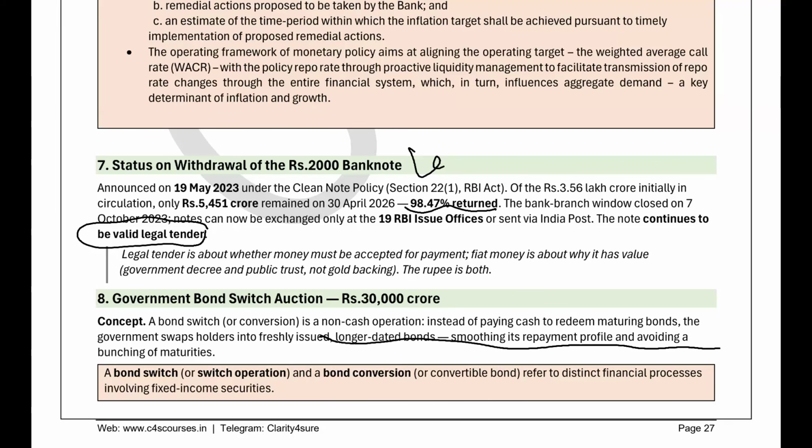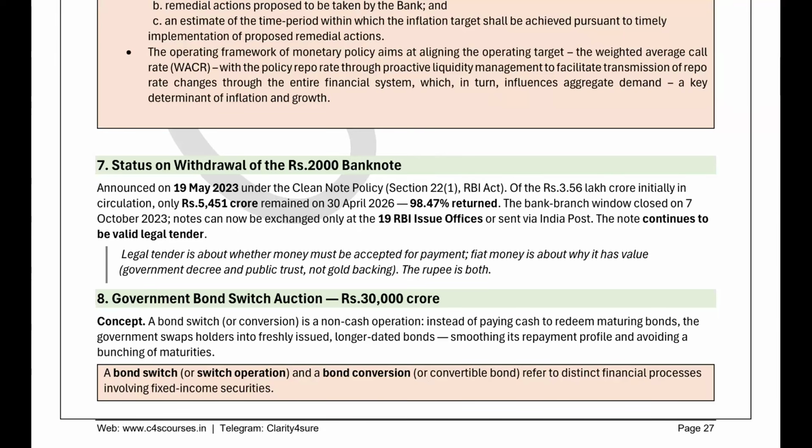Smoothing its repayment profile and avoiding a bunching of maturities. A bond switch or switch operation and a bond conversion or convertible bond refer to a distinct financial process involving fixed income securities. Is it clear? This is all about the 8th circular news that we have discussed. So I hope everyone is making the A4 size paper and noted down, right? That I have told you in the earlier starting.